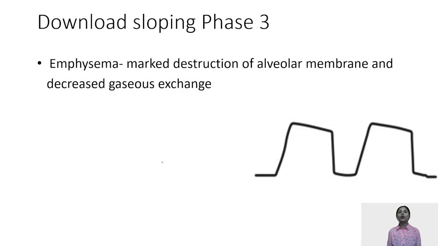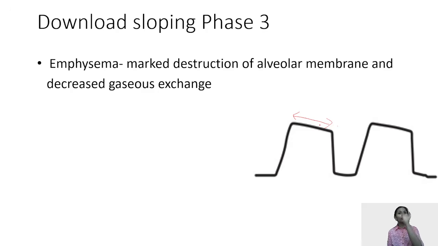Now moving to the next scene, the downward sloping of phase 3. Till now we have seen an upward stroke, a pigtail, or a curare cleft, and now we have a downward phase 3. In the downward slope, the case that will come to you is that something has happened to your alveolar membrane, the alveoli and the capillary basement membrane that was used for the exchange of gases.